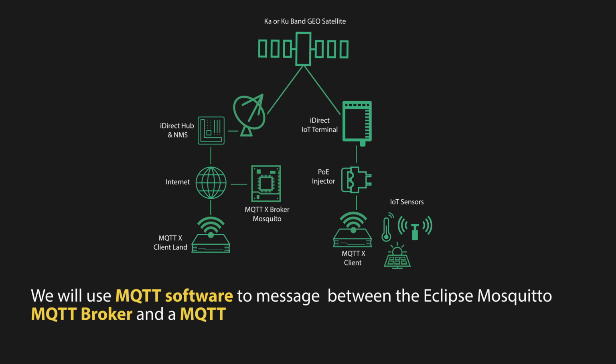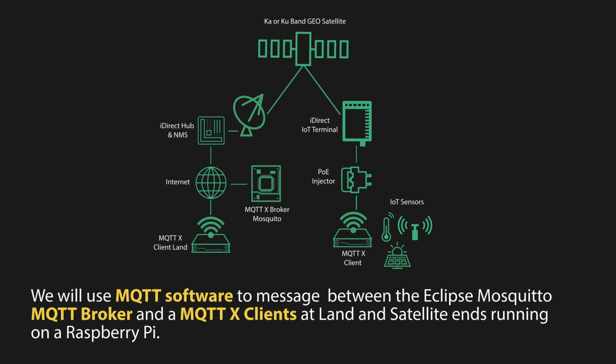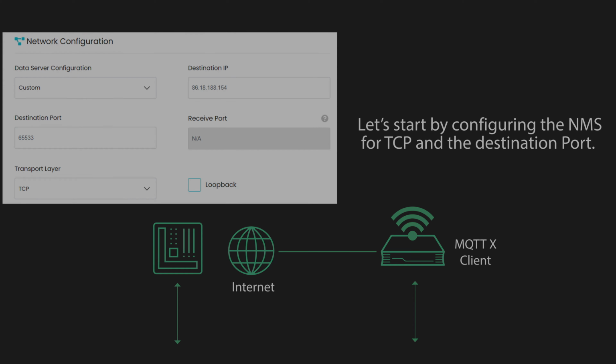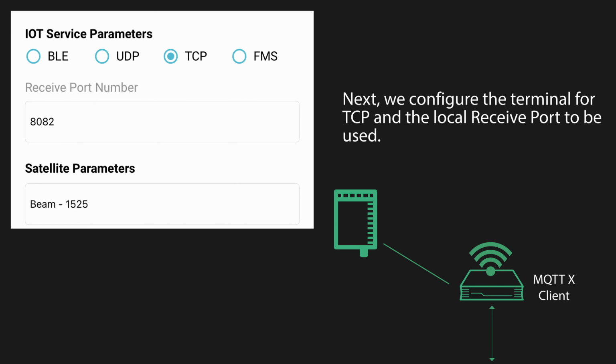We will use the MQTT software to message between the Eclipse Mosquitto MQTT broker and MQTT-X clients at land and satellite ends running on a Raspberry Pi. Let's start by configuring the NMS for TCP and the destination port. Next, we configure the terminal for TCP and the local receive port to be used.